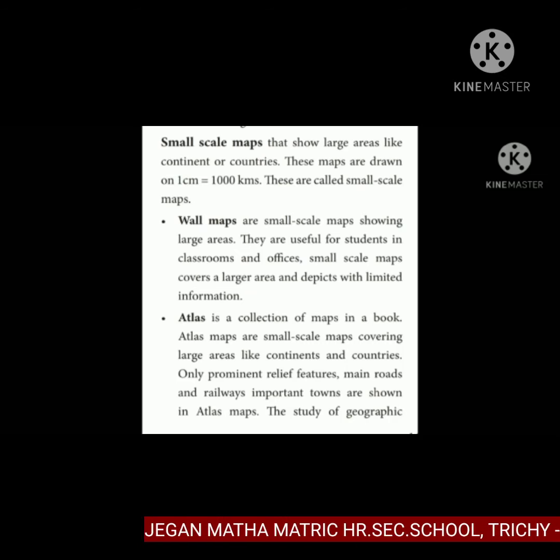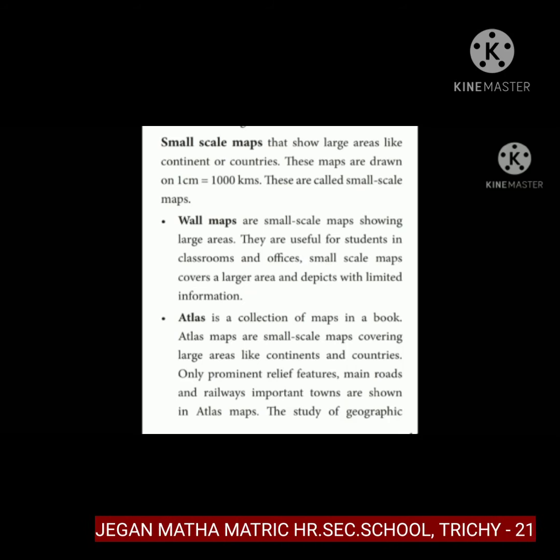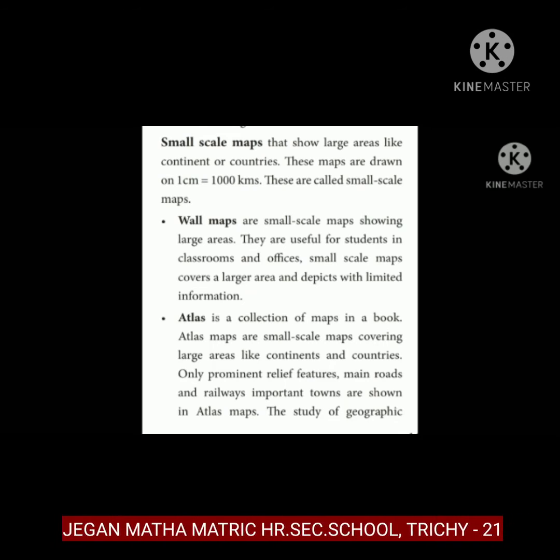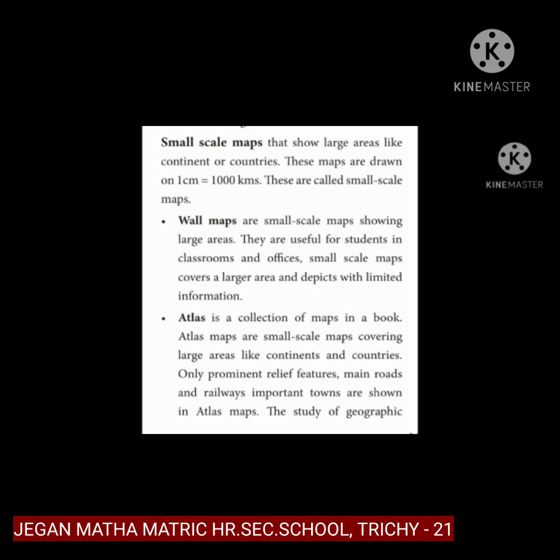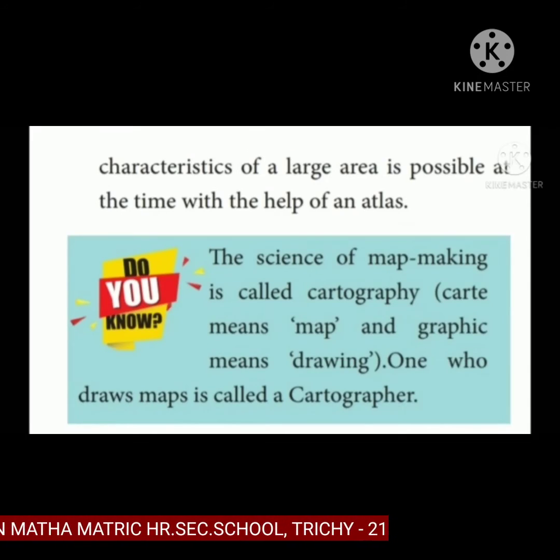Next, atlas. Atlas is a collection of maps in a book. Atlas maps are small scale maps covering large areas like continents and countries. Only prominent relief features, main roads and railways, important towns are shown in atlas maps. The study of geographic characteristics of a large area is possible at a time with the help of an atlas.